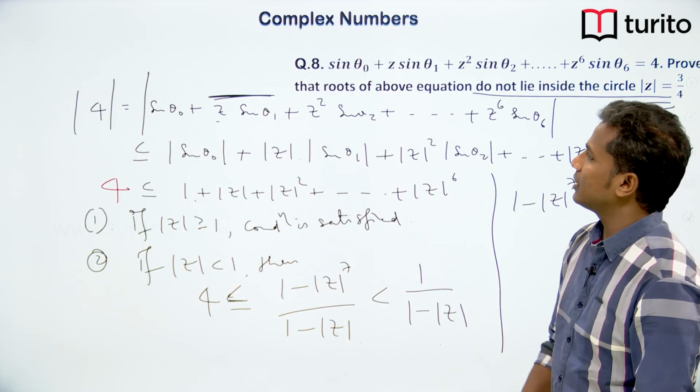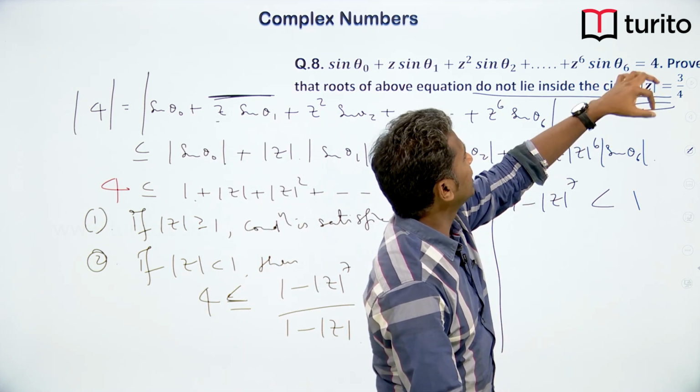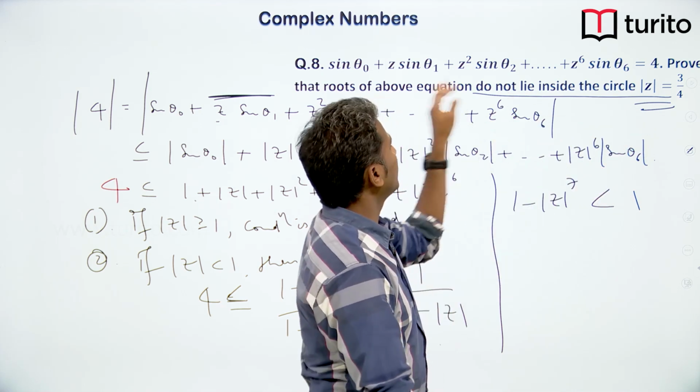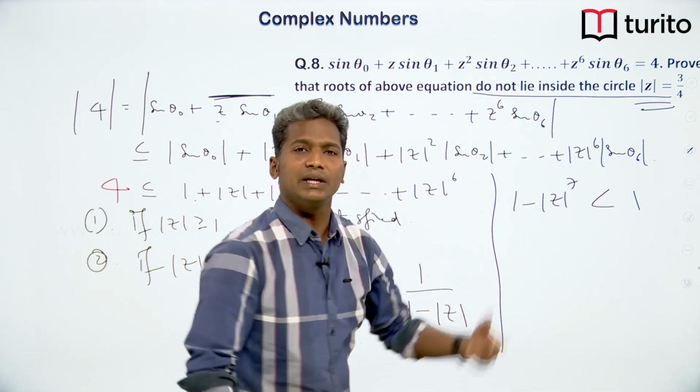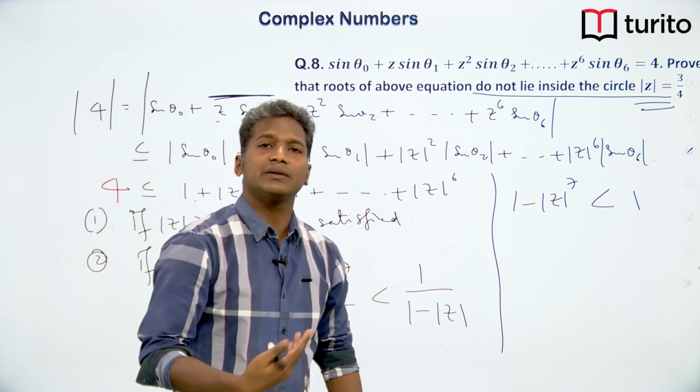So, this means we have proved that mod z equal to 3 by 4, that circle, and inside that circle we cannot get any roots for this equation. Okay. So, here this question is a previous IIT question.